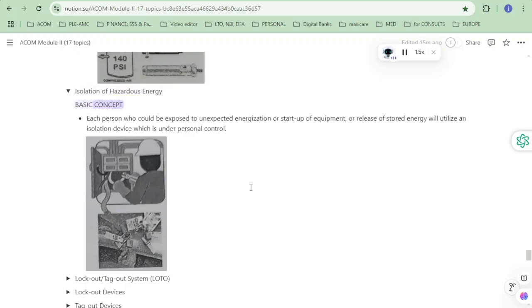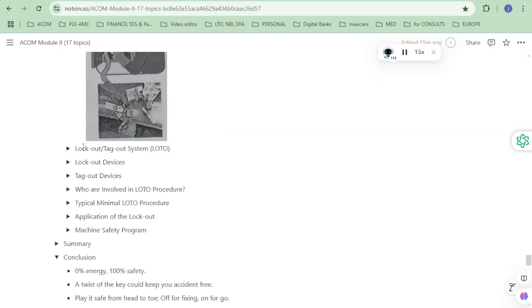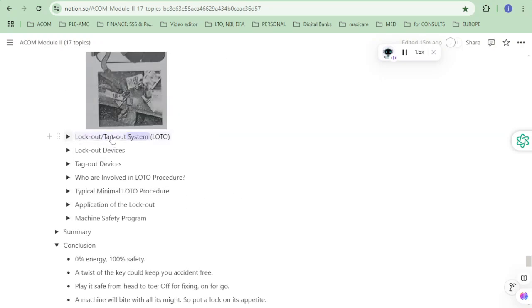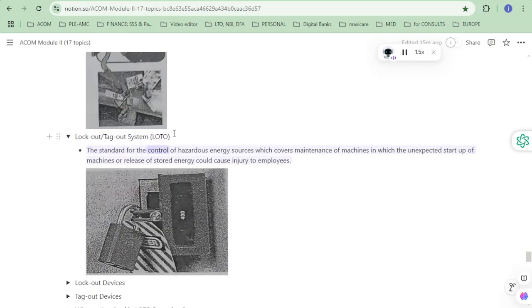Basic concept. Each person who could be exposed to unexpected energization or startup of equipment, or release of stored energy will utilize an isolation device which is under personal control. Lockout/tagout system, LOTO. The standard for the control of hazardous energy sources which covers maintenance of machines in which the unexpected startup of machines or release of stored energy could cause injury to employees.